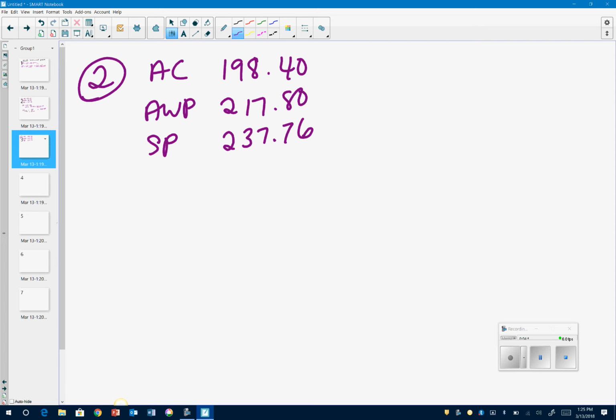Okay, so first I want to find the gross profit. So I'm going to take the selling price, which is $237.76, and I'm going to subtract your acquisition cost, which is $198.40.